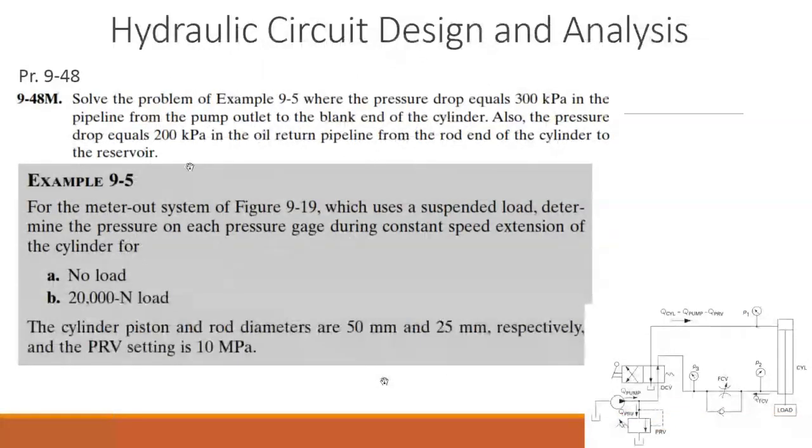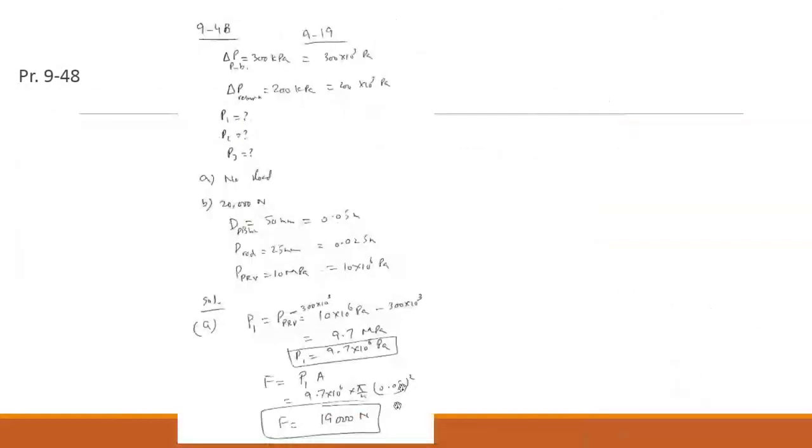The pressure drop equals 200 kilopascal in the oil return pipeline from the rod end of the cylinder to the reservoir. But this will not appear when there is no load, because there is nothing felt, and this amount of force will balance this force, and there will be nothing here. But as soon as the extra load is there, this pressure and force will be felt here. This gives us the extra pressure of 200 kilopascal, mentioned as a pressure drop from the rod end to return at the tank. So this pressure will be felt here as P3, which is 200 kilopascal. So that's how we do this problem.